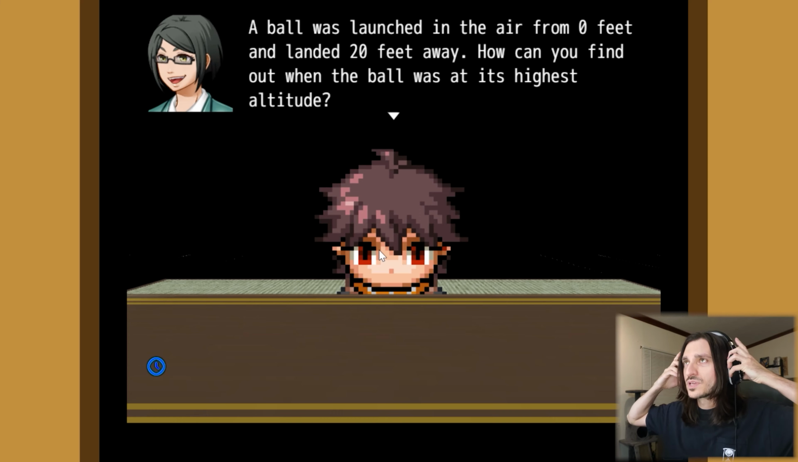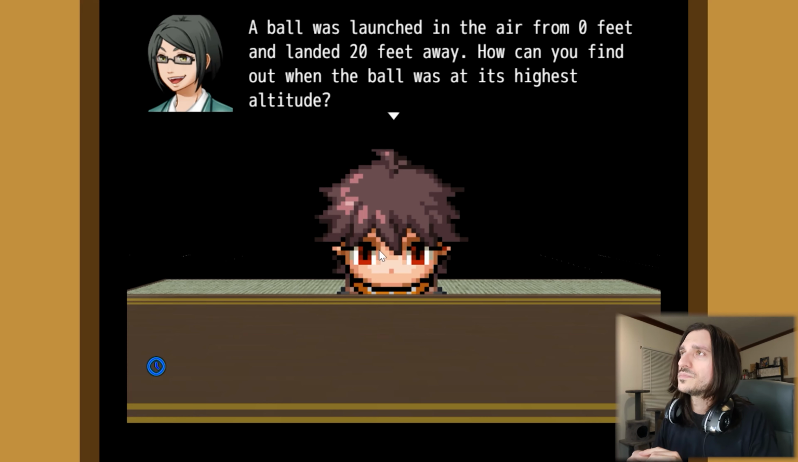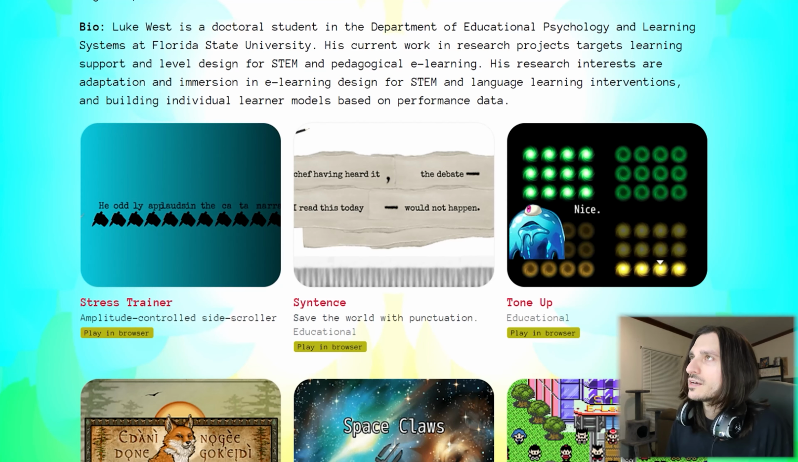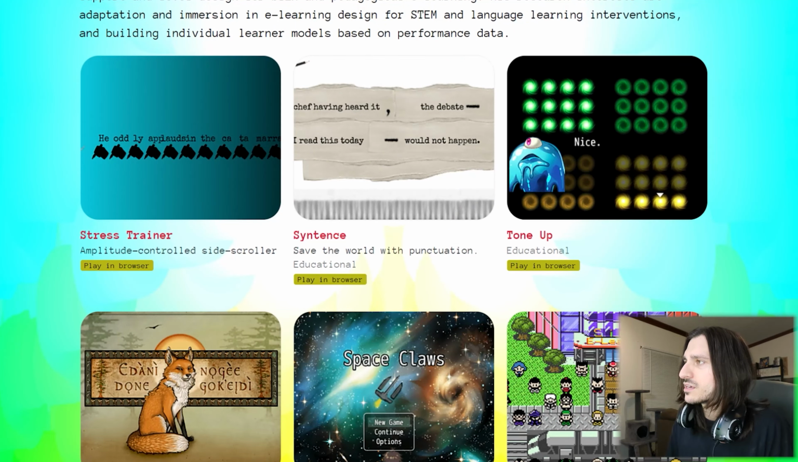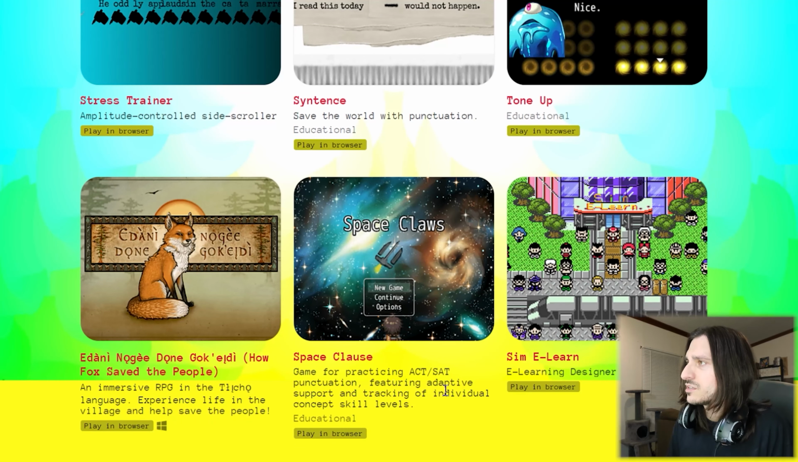I'm gonna stop here. I just wanted to call out LA West for using this software to make things that could be genuinely helpful. Space Clause, this is a game for practicing ACT and SAT punctuation, and it looks like it has adaptive support and tracking of individual concept skill levels. That's something that we haven't seen in the other games.